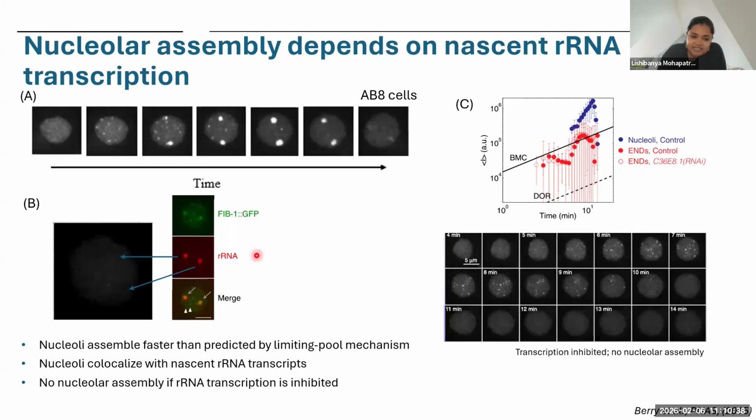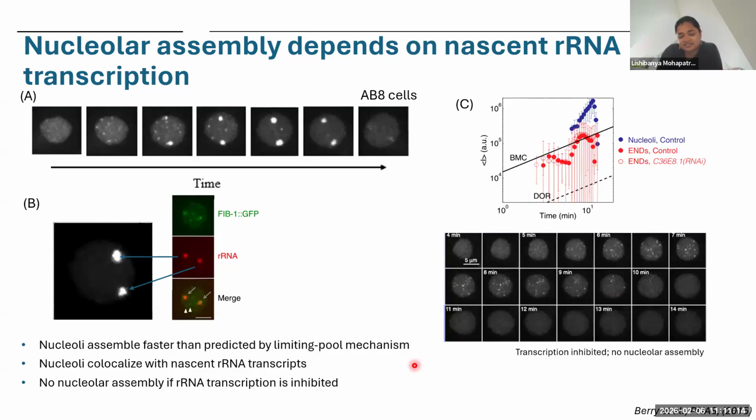So you can see in this experiment, there are a number of Fib1 type drops that develop, but the two that are associated with the ribosomal RNA are nucleoli. And this paper in PNAS in 2015, they did a really cool experiment. They actually stopped transcription from happening. And if you stop transcription through RNA interference, you can see in this plot over here that you see some passive assembly of little droplets, but no nucleoli at all. So that was very interesting to us.